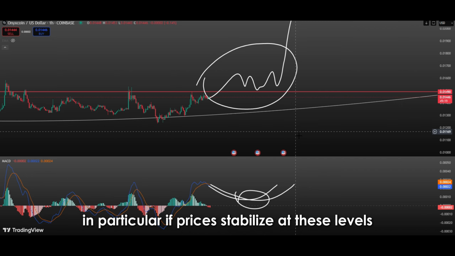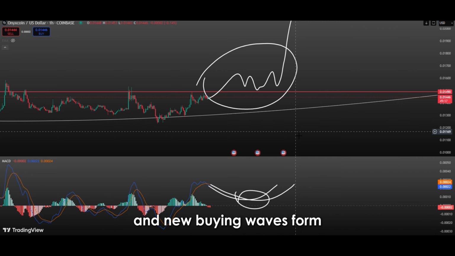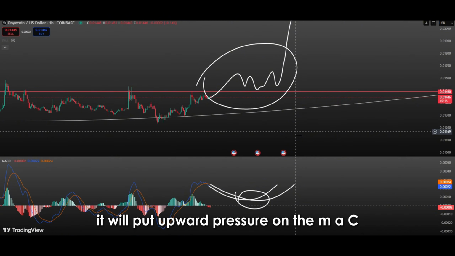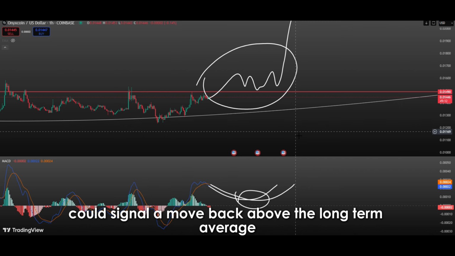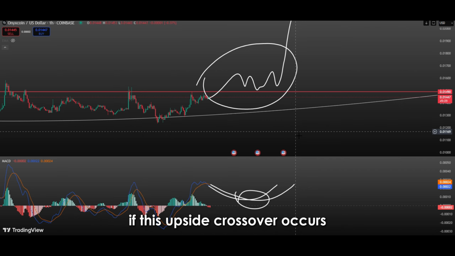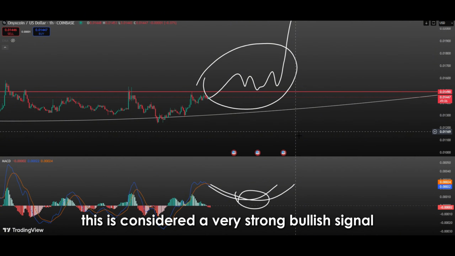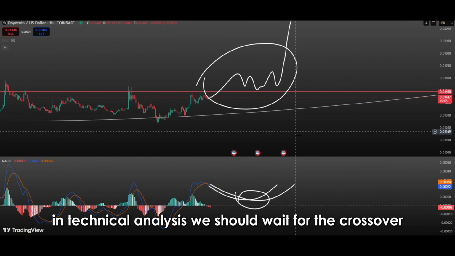In particular, if prices stabilize at these levels and new buying waves form, it will put upward pressure on the MACD lines. This means that the short-term average could signal a move back above the long-term average. If this upside crossover occurs, this is considered a very strong bullish signal in technical analysis. We should wait for the crossover.